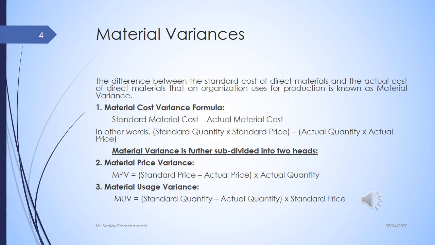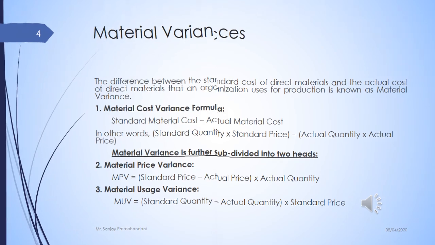You will get the material price variance. And the second one is material usage variance. Usage means quantity. Here we are talking about quantity, so standard quantity minus actual quantity, and we have to multiply with the standard price. In this way you will get the material usage variance.